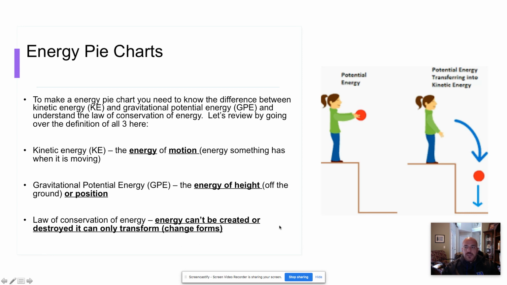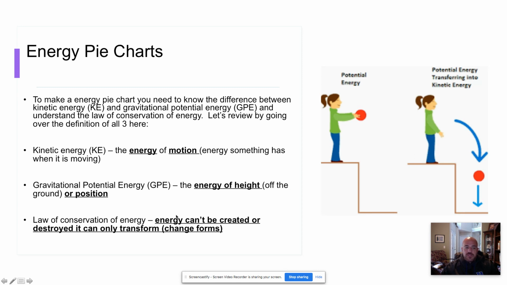If we look at this picture, while she's holding the ball in the air, it's not moving, so it has no kinetic energy. But it could move, it could fall, so it has gravitational potential energy. And when she lets go of it, guess what? It starts to fall. We're going to come back to this picture when we review our law of conservation of energy definition at the bottom of the slide. It says energy can't be created or destroyed. It can only change forms. So we can't make energy, we can't get rid of it, we can just change forms.